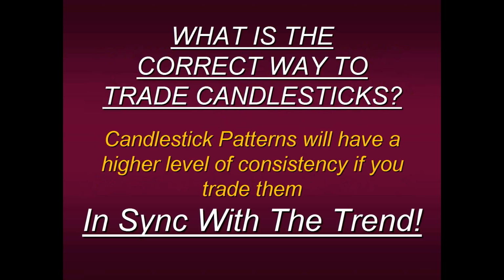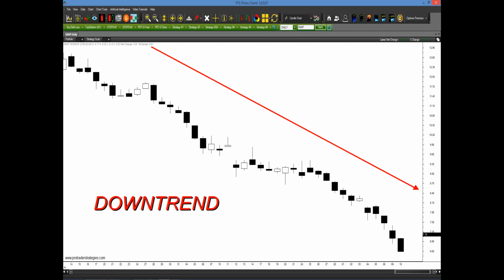Candlestick patterns will have a higher level of consistency if you trade them in sync with the trend. You see how we highlighted that at the bottom and underlined it? That's how important that is, because it goes entirely against everything we were always taught about candlesticks. Conventional wisdom says they're supposed to be used as reversal patterns, picking a top or picking a bottom. Well, that couldn't be any further from the truth. It didn't work for me 40 years ago, and they really don't work now in terms of consistency. Sure, every once in a while, you'll get a great reversal pattern. But I have found over the years that you'll get a higher level of consistency by simply trading candlesticks in sync with the trend. So as we see here, we have a very strong downtrend right here.